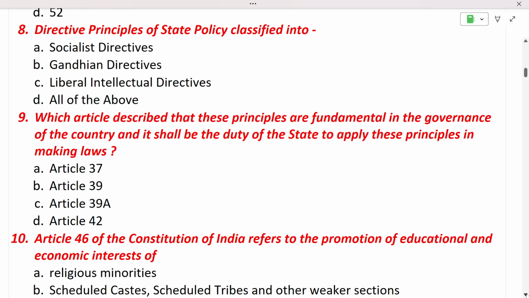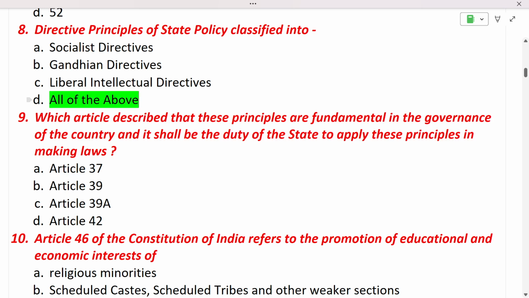Question number 8. Directive principles of state policy are classified into A, socialist directives, option B, Gandhian directives, option C, liberal intellectual directives, option D, all of the above. So the answer is all of the above, that is option D.